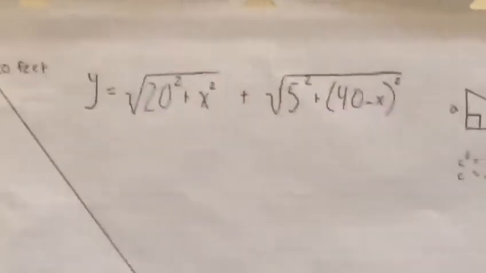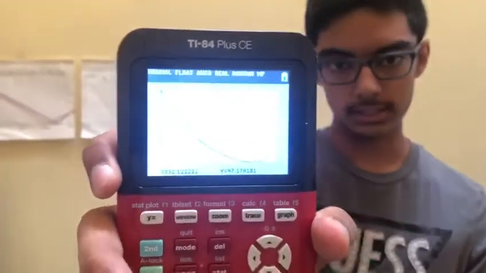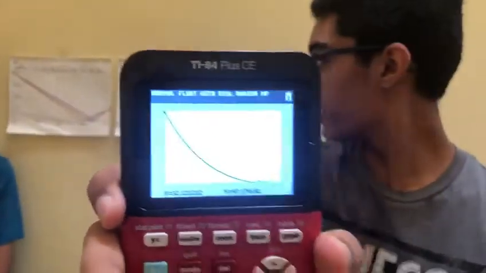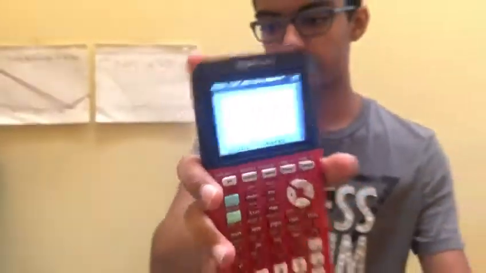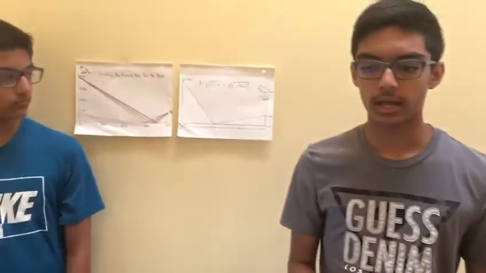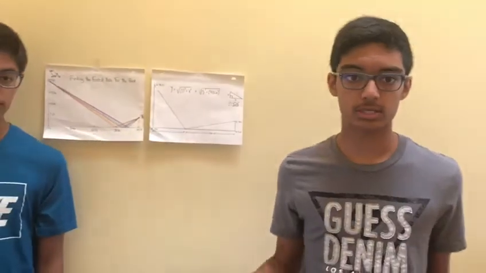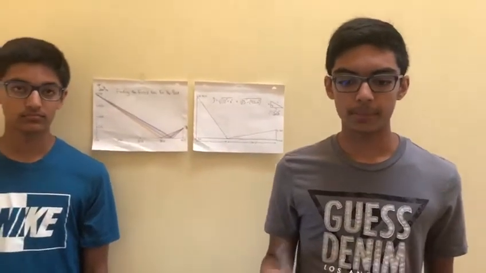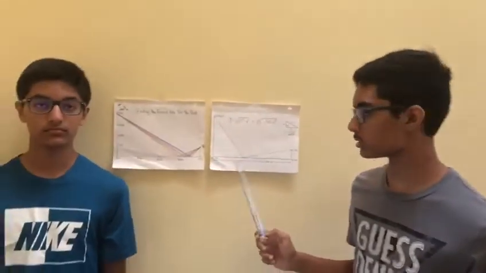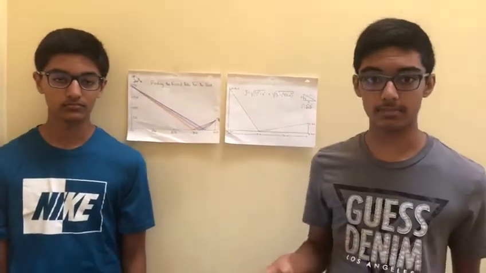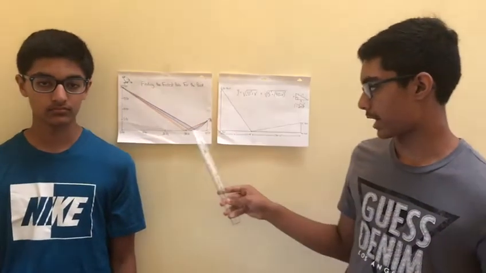And then I put the equation into my graphing calculator, and I got that x is about 32 feet when the bird hits the ground. So as you can see, x is 32, and Atin got this as well. So now we know that the spot where the bird should fly for it to get the fastest flight path is going to be at 32 feet.